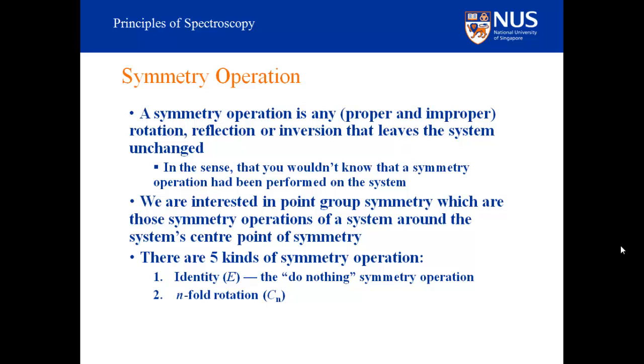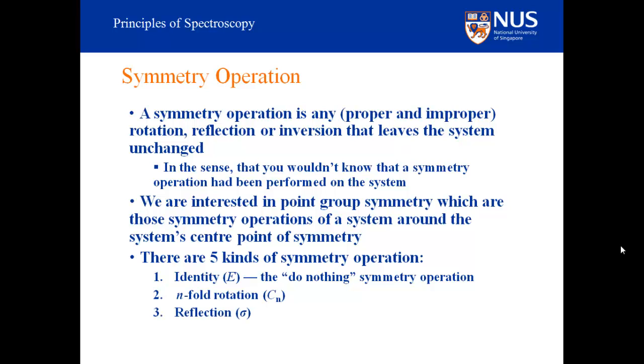We've also got the n-fold rotation with this label C sub n. So a two-fold rotation is where I rotate by 360 divided by 2, that is by 180 degrees, hence a two-fold axis. Every time I rotate the molecule through 360 degrees, I return to the same point twice. This symmetry element has been given the symbol C sub n, so C2 is the two-fold rotation axis.